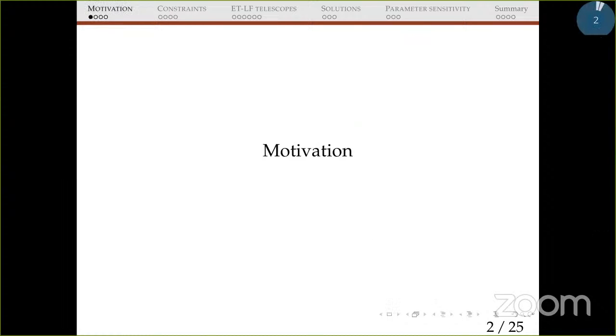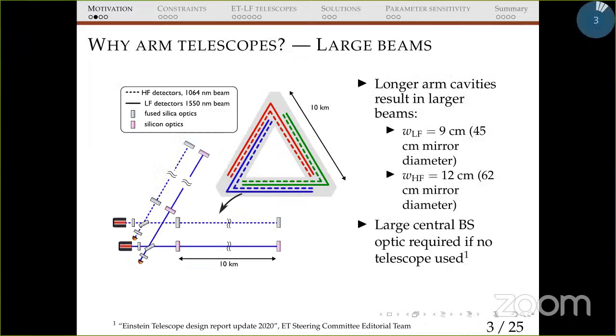The first thing I want to discuss is the motivation as to why we'd want to have beam expansion telescopes in the arms of the interferometers in the first place. There are multiple motivating reasons, but hopefully I'll encapsulate the main ones over the next couple of slides. One of the major factors is simply the larger beams that are at play in ET and in third generation detectors more broadly. Naturally, the longer arm cavities, 10 kilometers for ET, just result in larger beams.